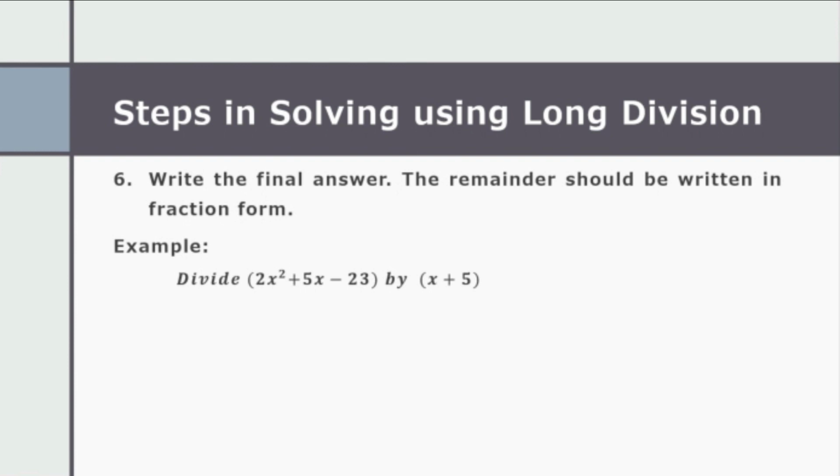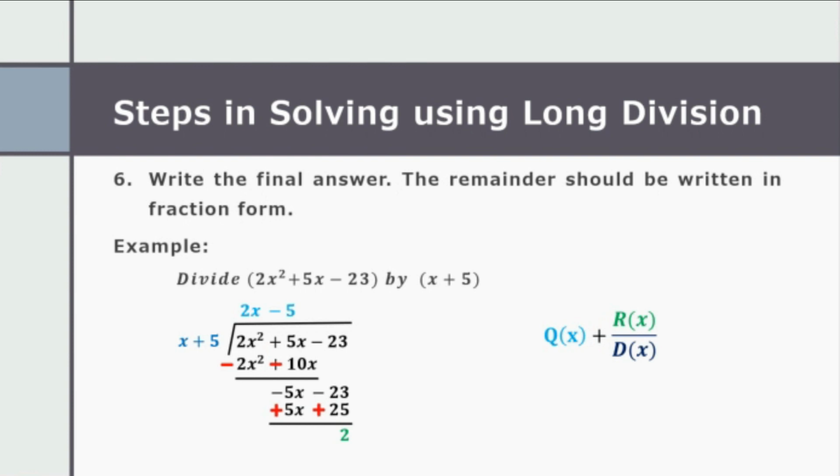The remainder should be written in fraction form, following this format: q of x plus r of x over d of x. Q is the quotient, which is 2x minus 5. Then r is the remainder, which is 2. Then d of x is the divisor, which is x plus 5. So when we divide 2x squared plus 5x minus 23 by x plus 5, the answer is 2x minus 5 plus 2 over x plus 5.